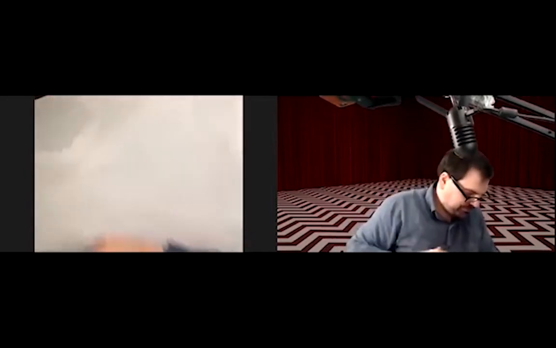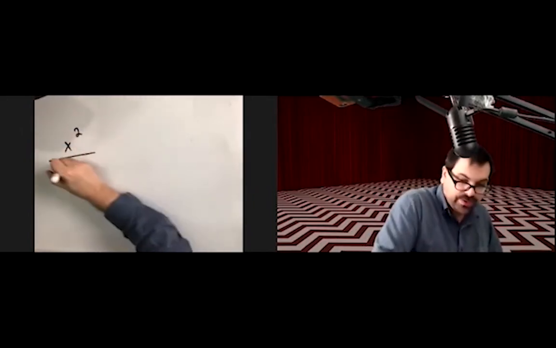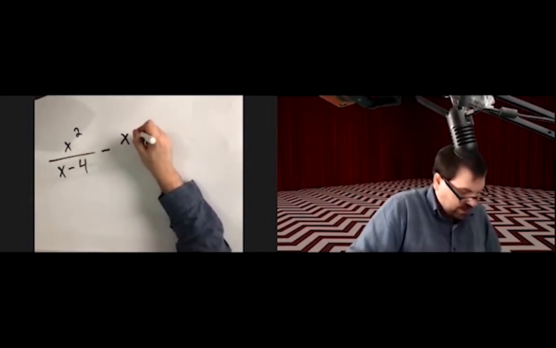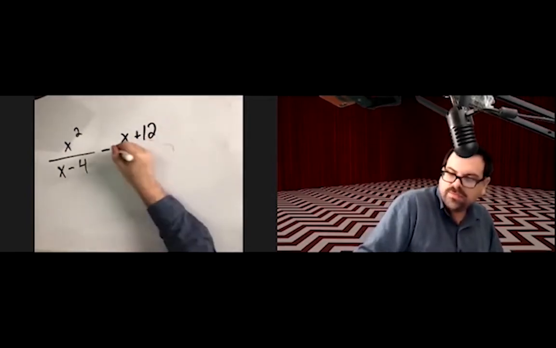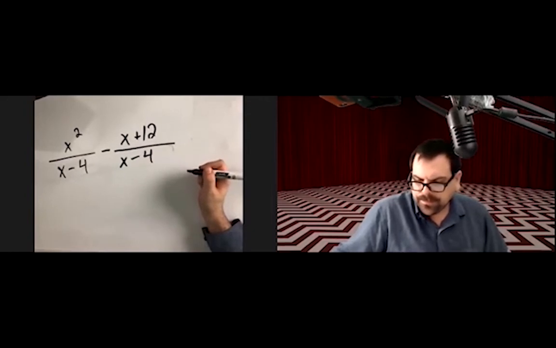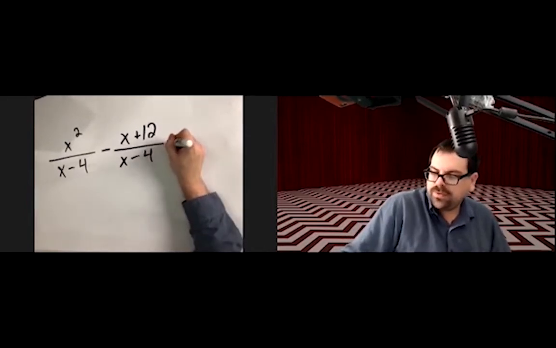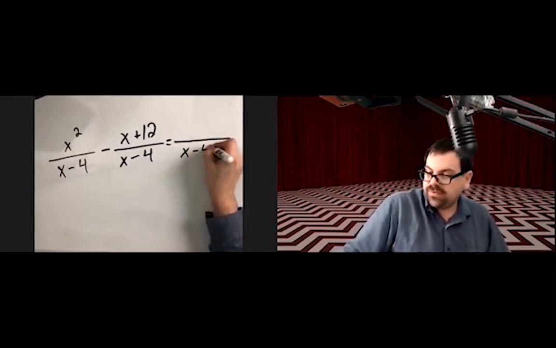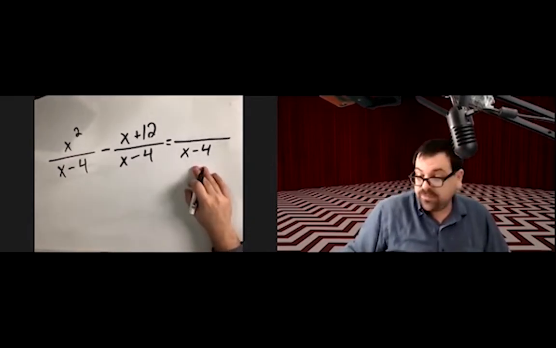But this next one, x squared over x minus 4 minus x plus 12 over x minus 4. What do we do? The bottoms are the same. That means we can subtract and we leave the bottom the same. X minus 4, x minus 4, x minus 4.